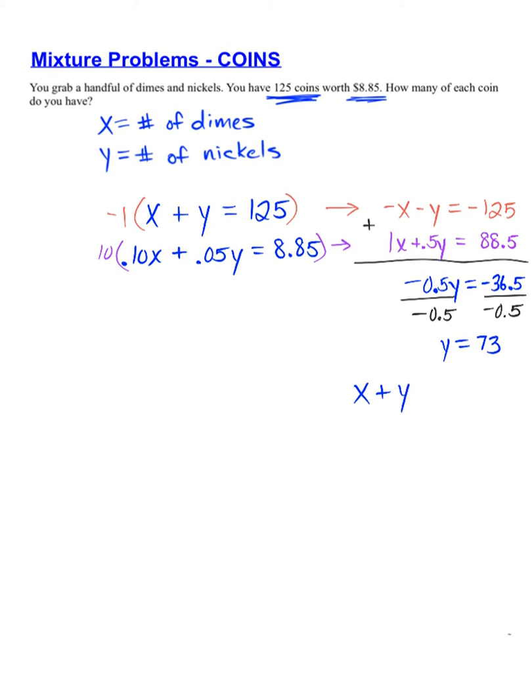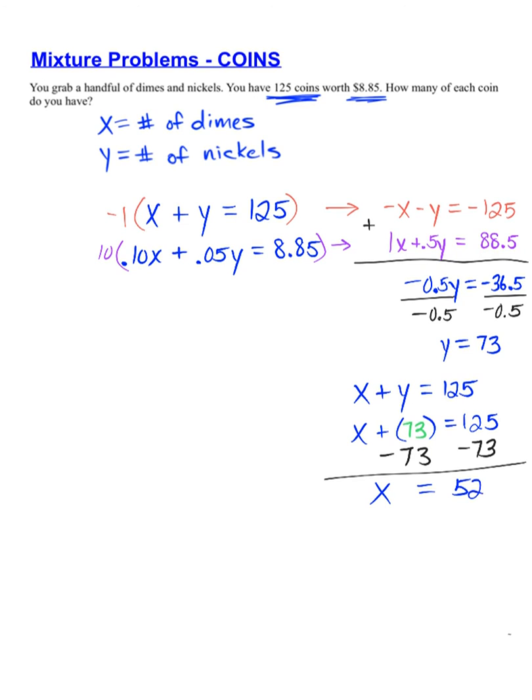So if we take the equation x plus y has to equal 125, and now substitute in what we know, which was that our y value is now going to be equal to 73, we can very easily solve this equation by subtracting 73 from both sides and finding that our x is now equal to 52. That leaves the final answer of our problem.